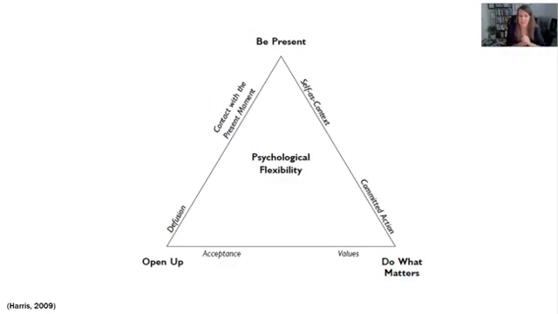Now, if you're ready for another geometry lesson, we've got now the triflex, which is essentially a more simplified version of the hexaflex. And it's summing up that there's really 3 major elements here, which are to be present, do what matters, and open up. And that defines psychological flexibility. So nothing really new here. It's still these same 6 that are on the triangle, but it's just a different way of conceptualizing this, where you have the different sides here and kind of which ones are most related. So I mentioned when we were talking about the hexaflex, that diffusion and contact with the present moment, there's so many of these that are similar to each other.